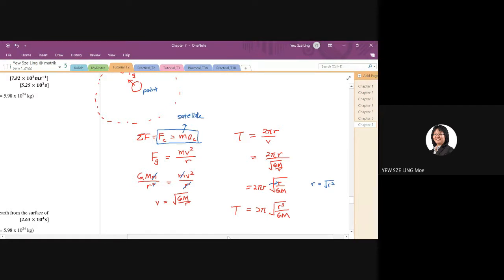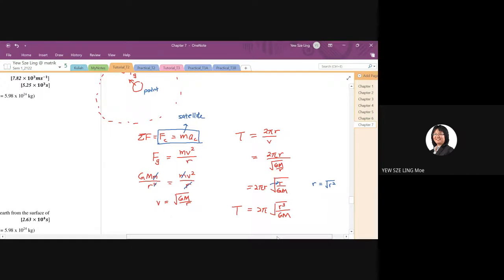So v and T, now you have the equations, and these two equations will be given in the exam. So basically, you just need to apply them. The only thing that you need to be careful about is the R. The R is always measured from the center, but questions like to trick you. They always tell you it's from the surface. So if you use the wrong R, then again, the whole question will be gone.